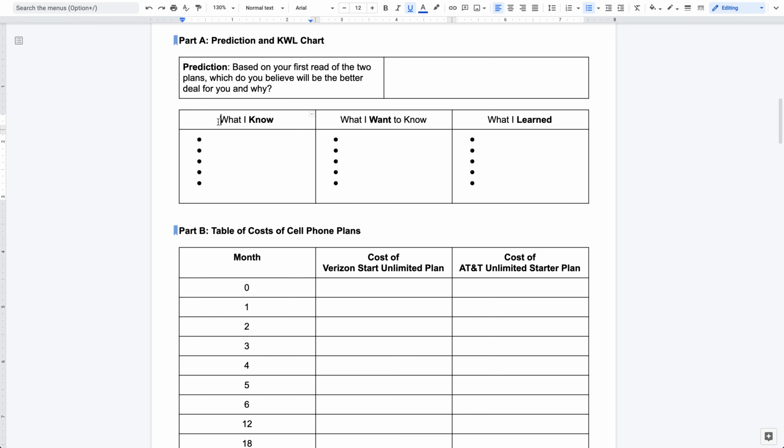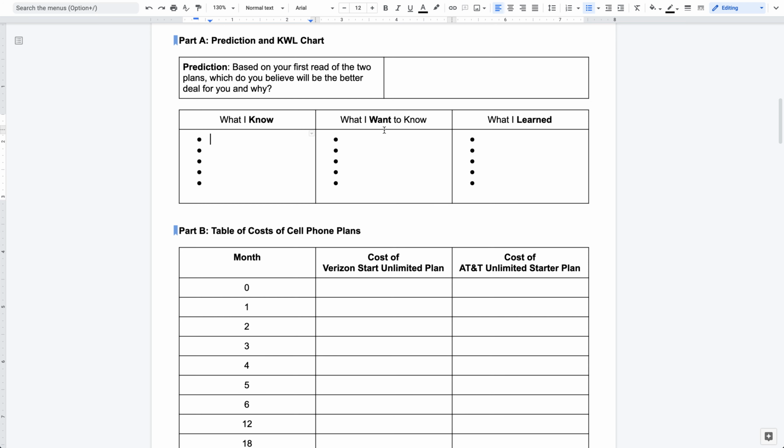Once you finish that, I want you to type in this column anything you already know. It could be as simple as both plans have unlimited data. The Verizon plan, blah, blah, blah. The AT&T plan, blah, blah, blah. So go ahead and include whatever you already know, any details you know.